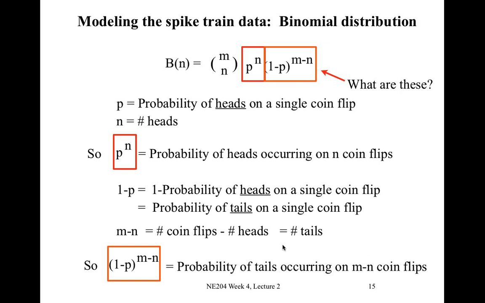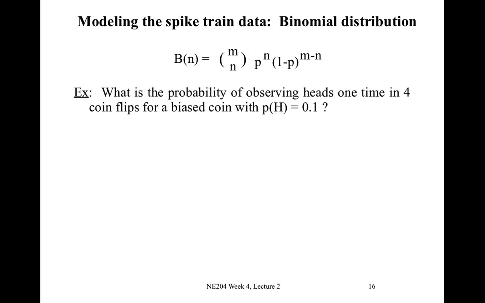So hopefully what this gives us is some intuition for what this binomial expression represents. So we have the number of occurrences that we observe, this m choose n, the probability of observing heads n times, and then the probability of observing tails m minus n times. So this formula doesn't come out of the blue, it has some motivation. But let's try to apply it now.